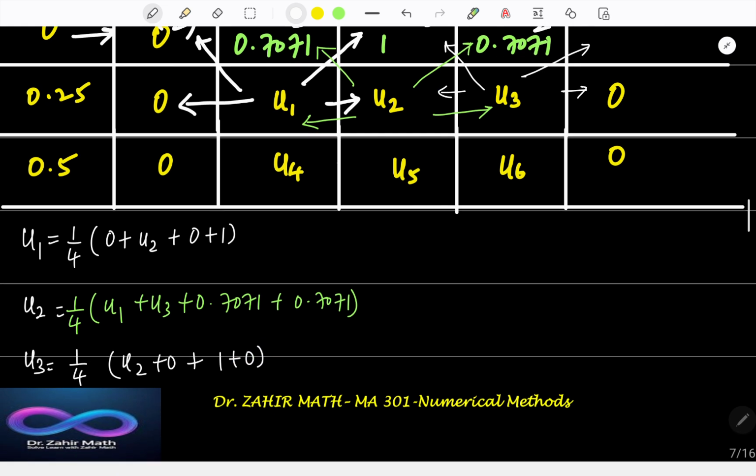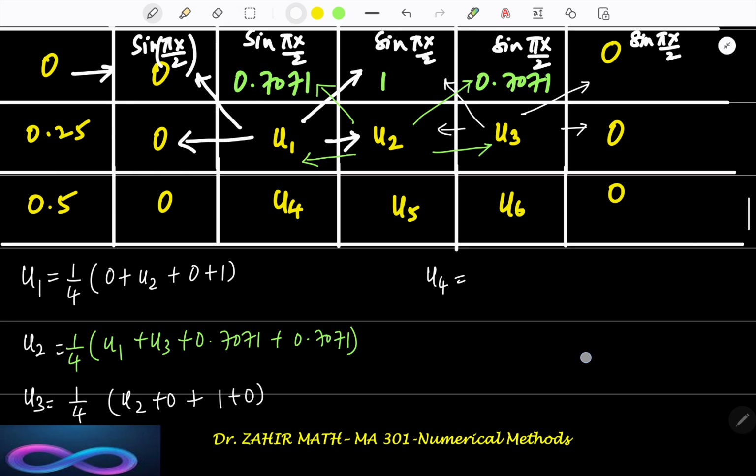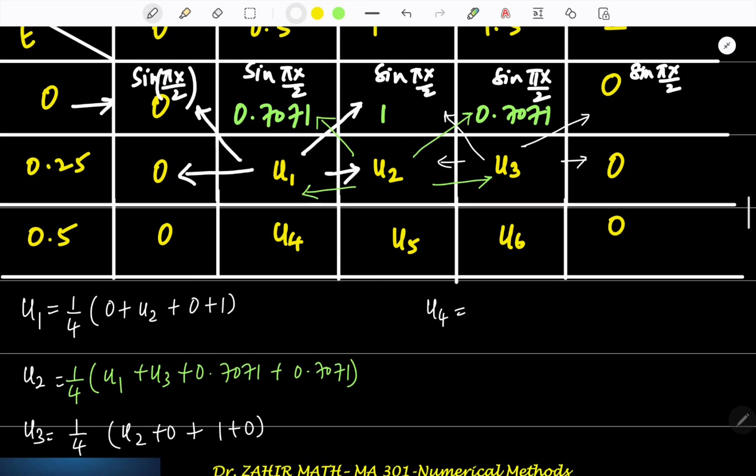Okay, right. And then u4 is equal to, this is a very easy method, I'm just giving you, without putting i equal to 1, j equal to 1. Usually in the book it is written putting i equal to 1, j equal to 1, like that. But not necessary, only thing is you should know the logic. So u4 equals left side, right side, cross left, cross right. So which is equal to what? 1 by 4, which is 0 plus u5 plus 0 plus u2.